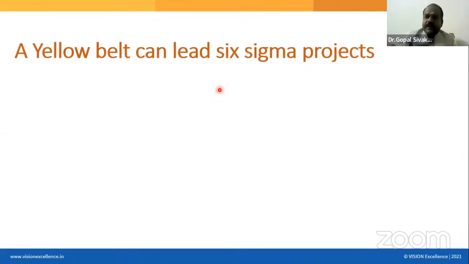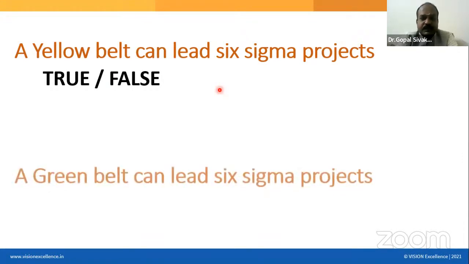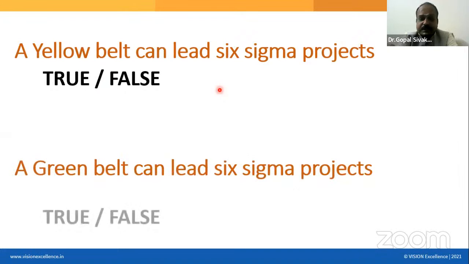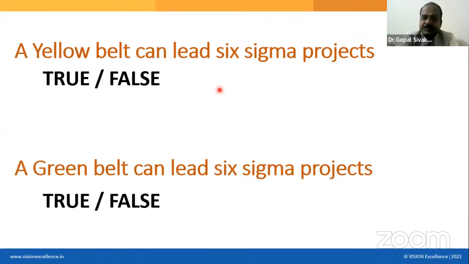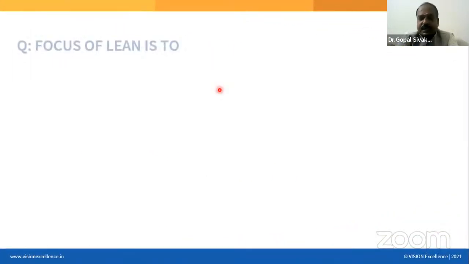A yellow belt can lead a Six Sigma project. Is this statement true or false? Please type your answers. Let me check how keenly you have been following the sessions. A yellow belt can lead a Six Sigma project. Is this statement true or false? Very good. I could see many of you typing false. A green belt can lead a Six Sigma project. Is this true or false? Yes, it is true. But only when the complex projects, he can't handle.